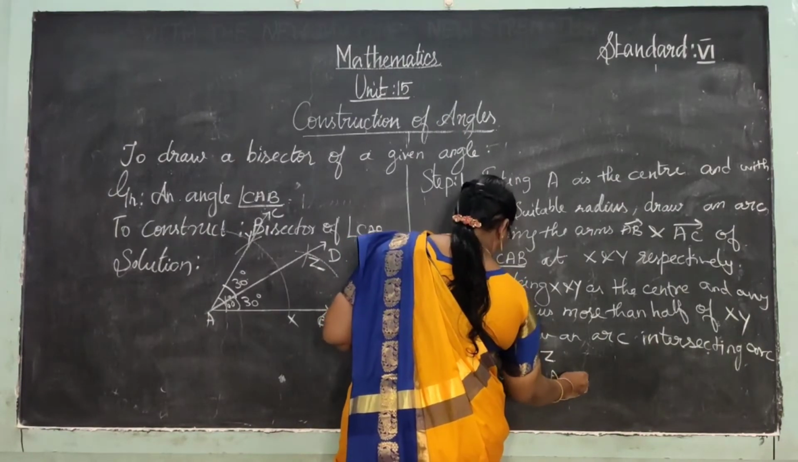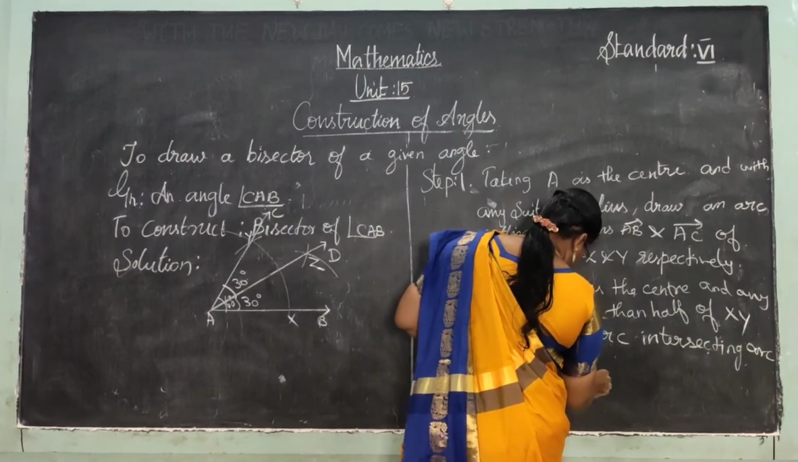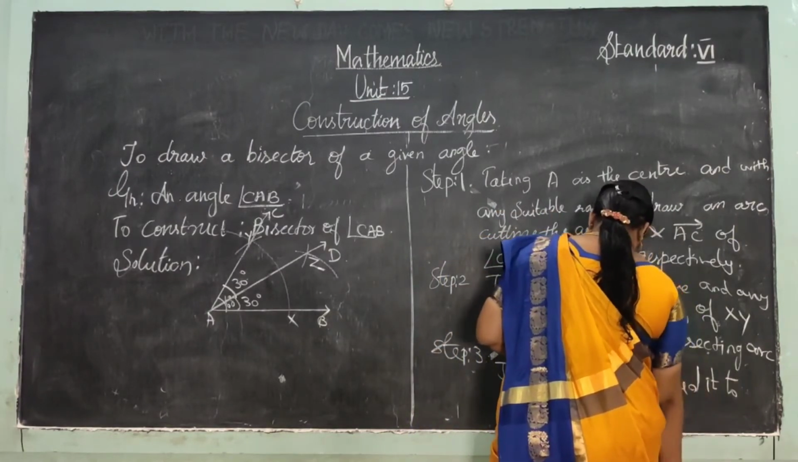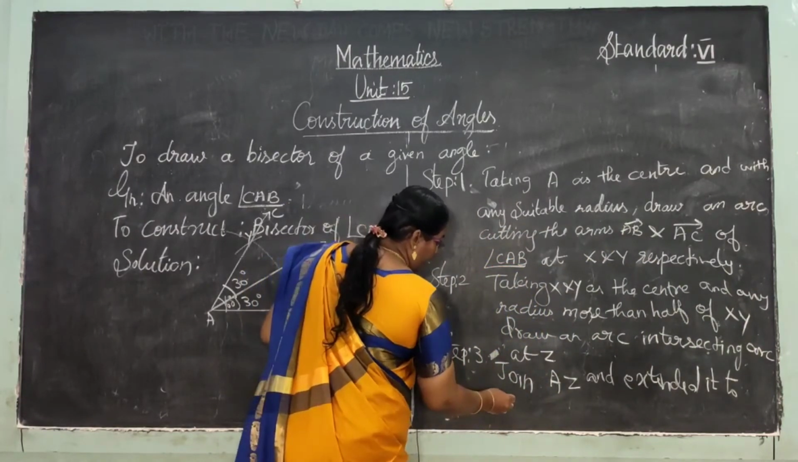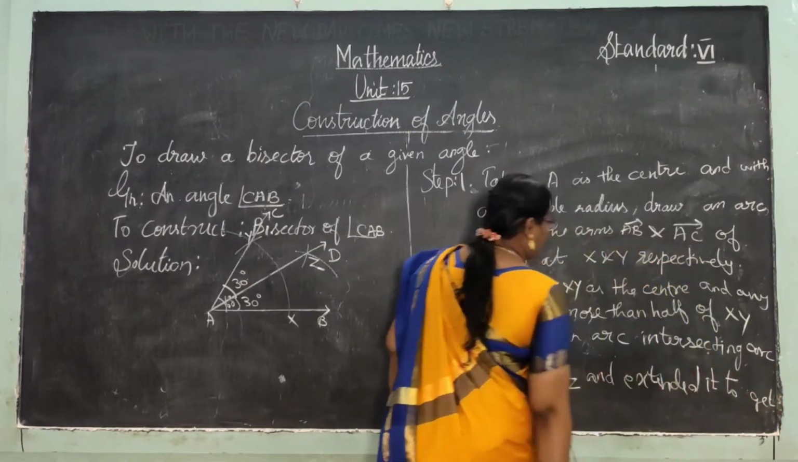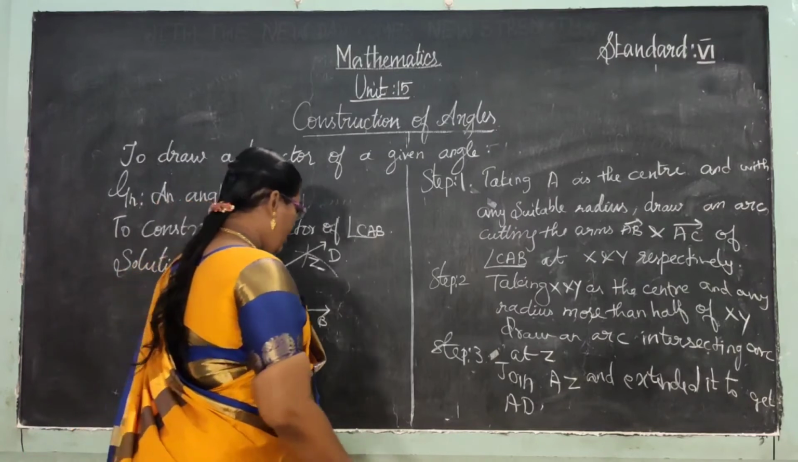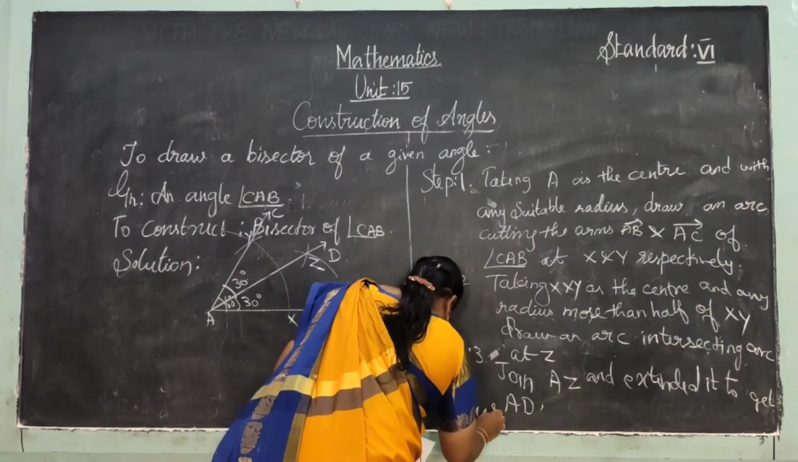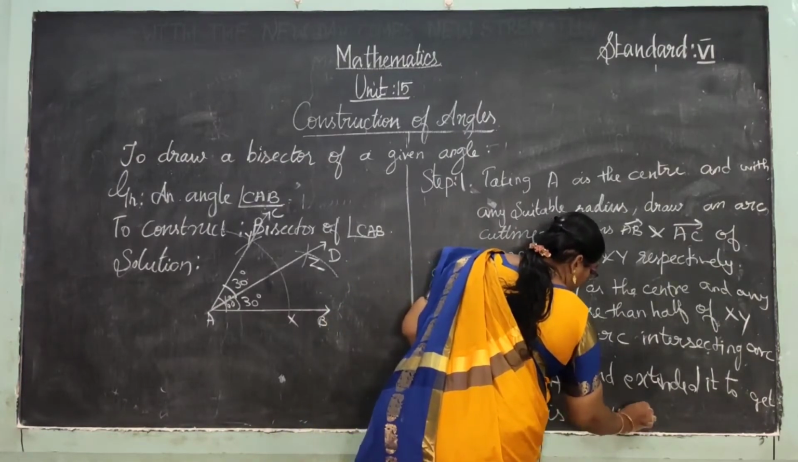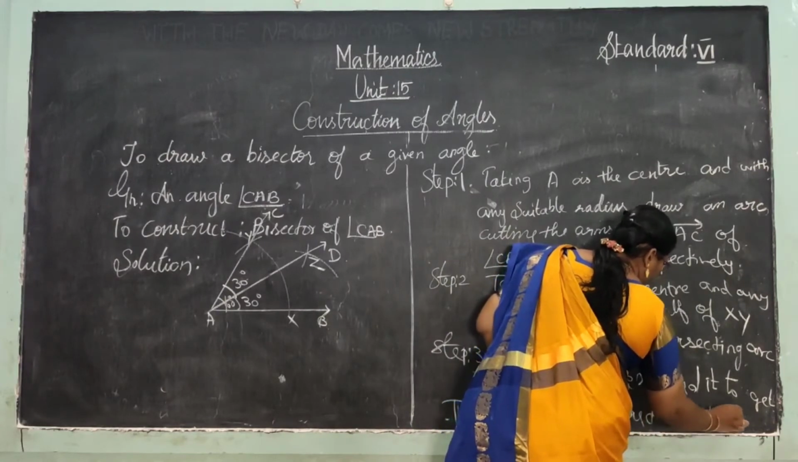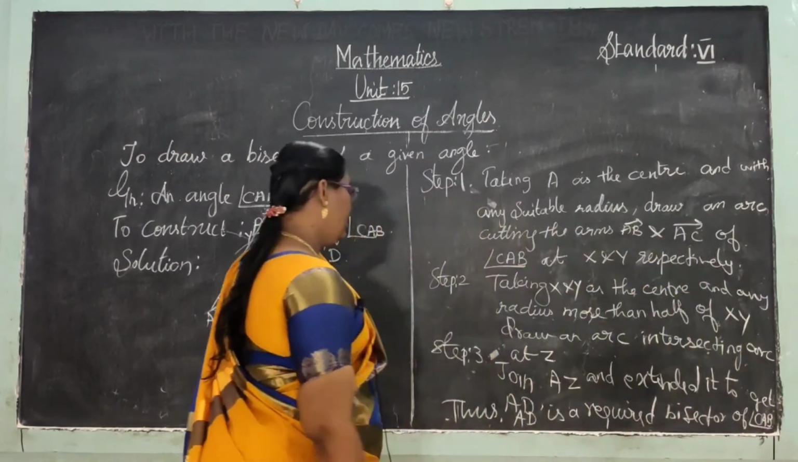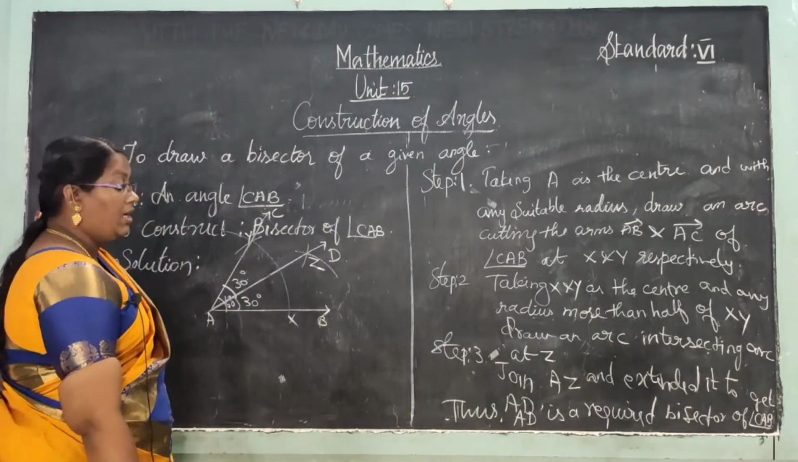and extend it to get AD. That's it. Thus AD is the bisector of angle CAB. So AD is the bisector of angle CAB.